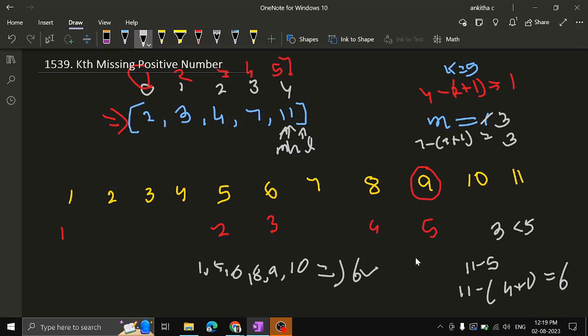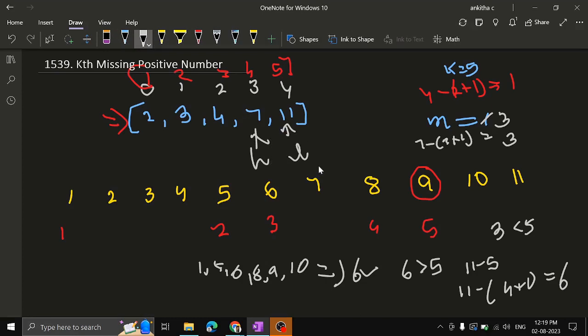So that means now we have 6 that is missing in the array and that is greater than 5. So at this point, what will we do? If it is greater than 5, we will do high equal to mid minus 1. So low will point here only and high will be mid minus 1. So it will move here. So now low and high have crossed.